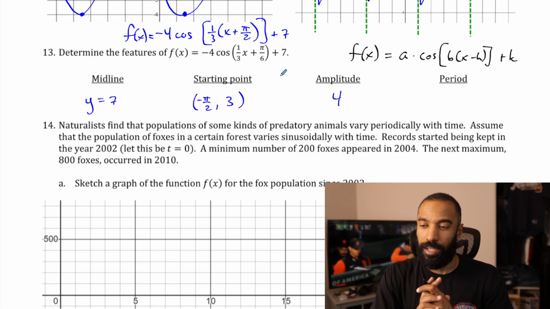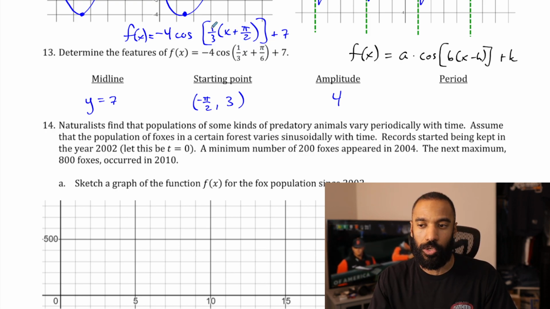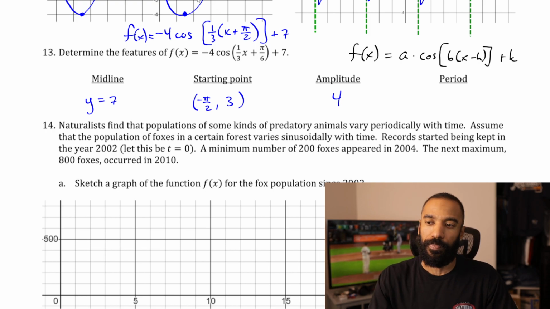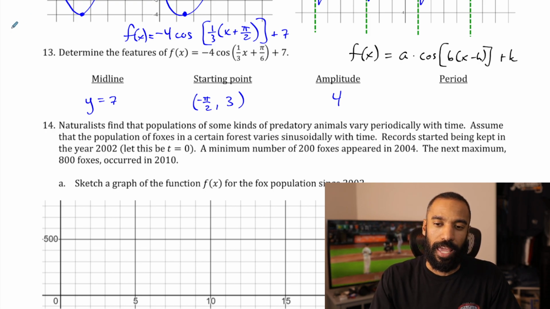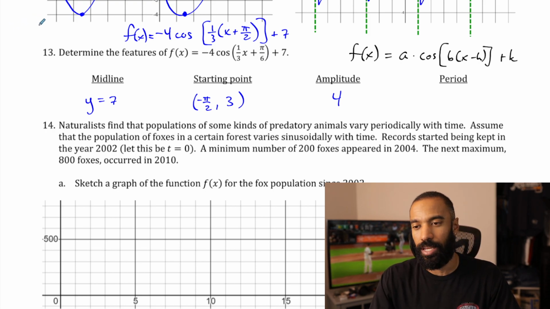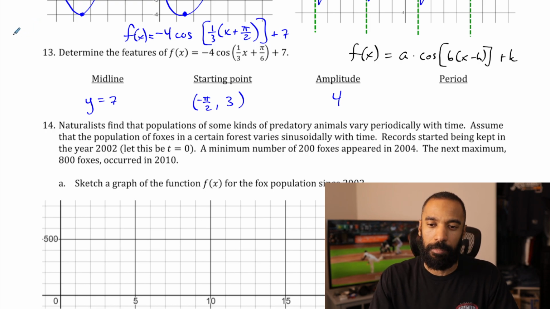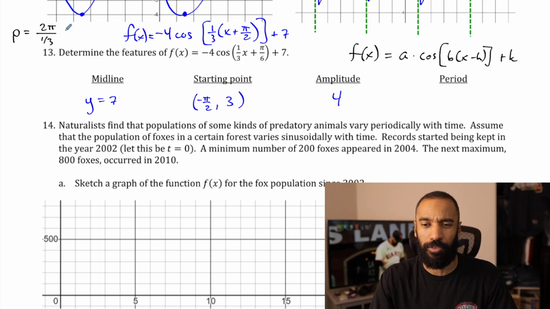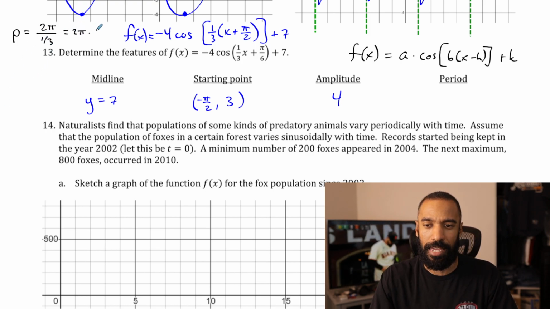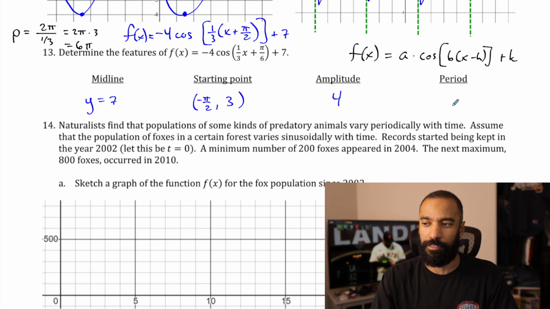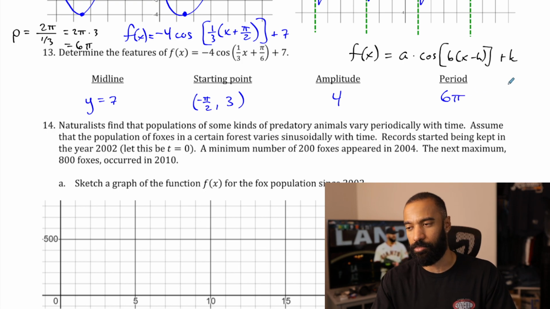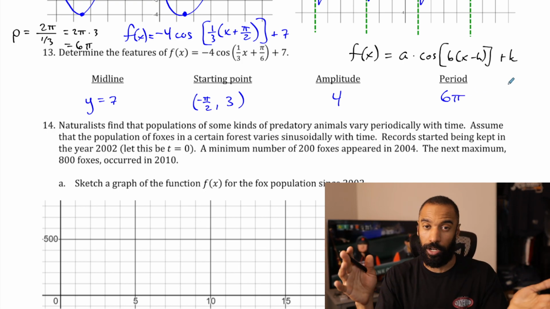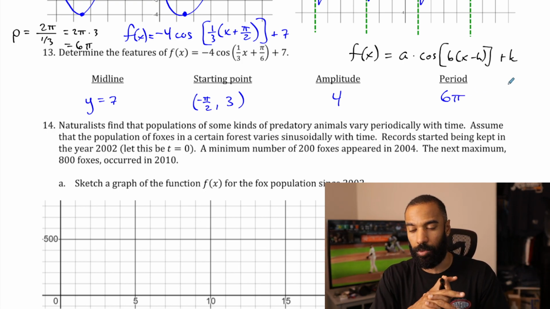The period of this function right here has to do with the frequency 1/3. That is our b value. So if b, being 1/3, is 2 pi over p, then p is also 2 pi over b. I guess that's what we already did before, which is 2 pi times 3 over 1, which is 6 pi. The period of this graph is 6 pi. It is stretched 3 times larger than it would be before. We're not going to graph it, but that's what that period would become there.